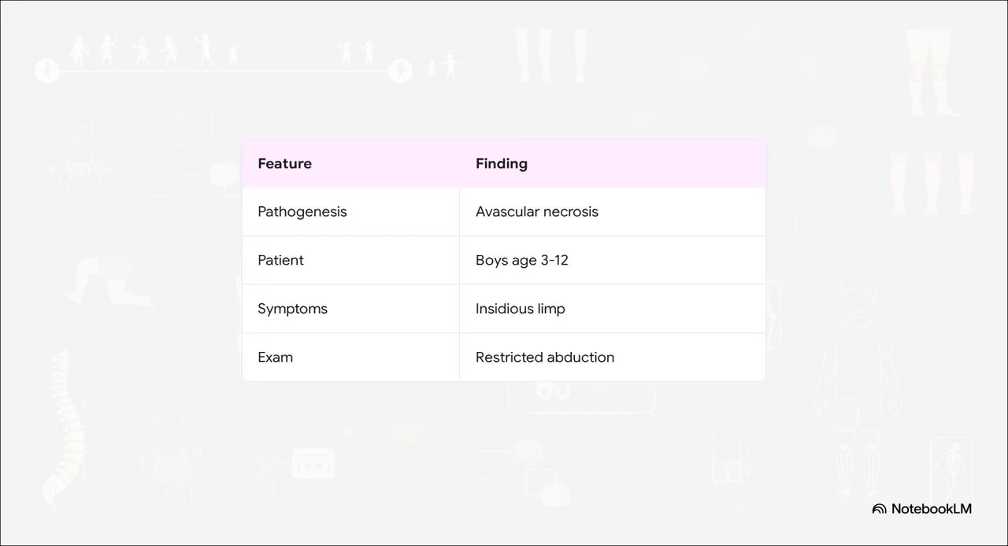All right, let's switch gears to the limping child and see how Legg-Calvé-Perthes builds our differential. This is idiopathic avascular necrosis, or osteonecrosis, of the femoral head.